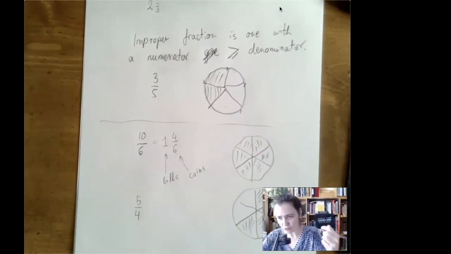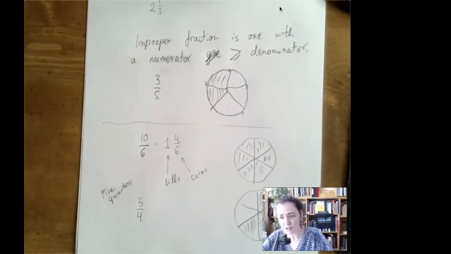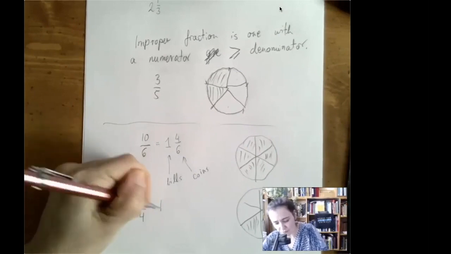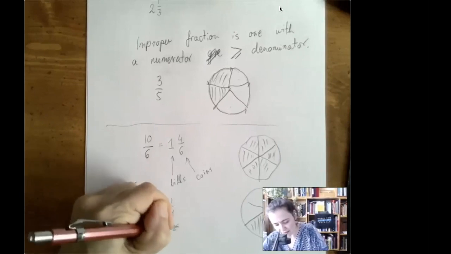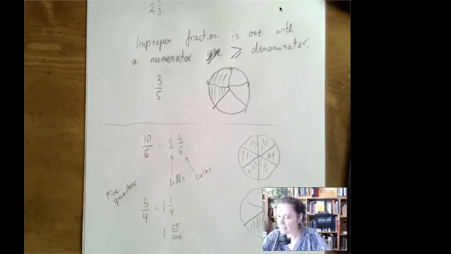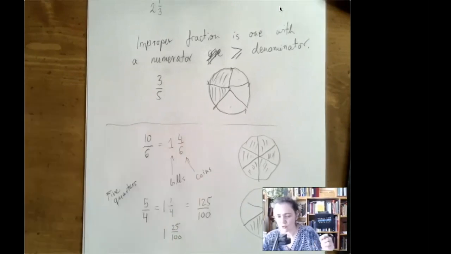Here is an example. If I have 5 quarters, how much money is that? And imagine that we change it all into pennies. How many pennies would we get for 5 quarters? You know how much money that is. So it's 1 1/4 or 1 25 hundredths. And that's how many pennies? It's 125 pennies, right? So these are improper fractions, and these are different forms of mixed numbers.